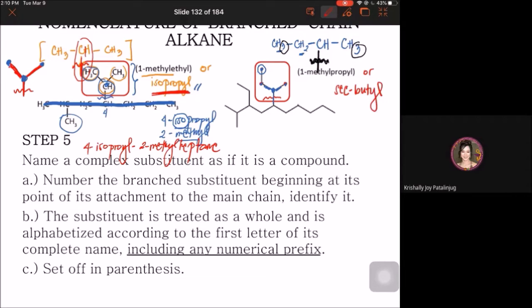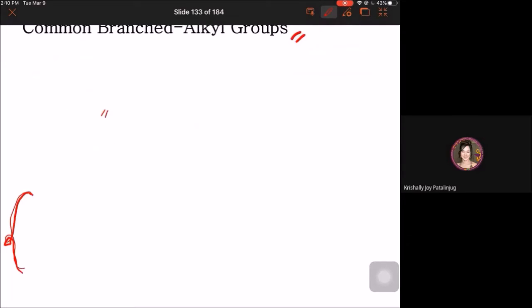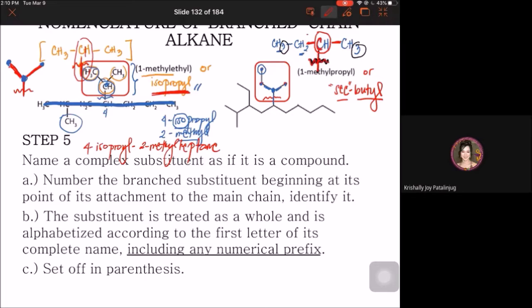Sec-butyl. I-recall ninyo, how did I define sec-butyl? Ano yung ibig sabihin na prefix sec? Secondary carbon. Ibig sabihin, itong carbon na to, kung saan yung point of attachment, is a secondary carbon kasi meron siyang 2 more bonds towards another carbon. Again, itong carbon na to, which is the point of attachment to the main chain, meron siyang 2 other bonds towards another carbon. That's why secondary carbon yan. That's why secondary butyl. Okay?